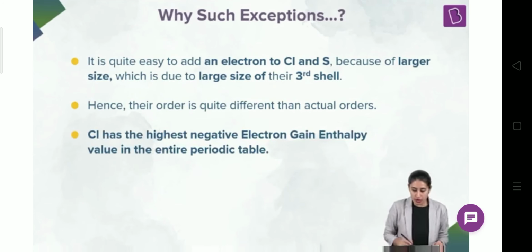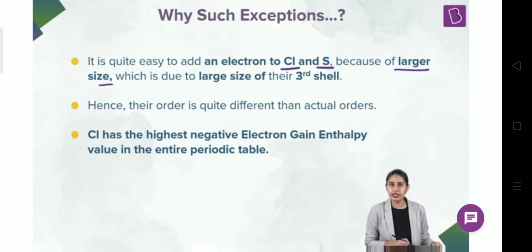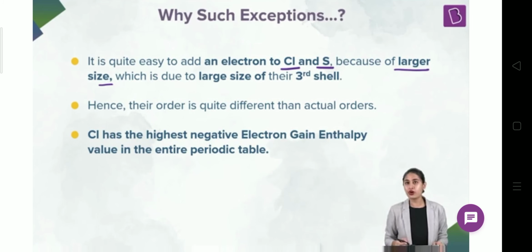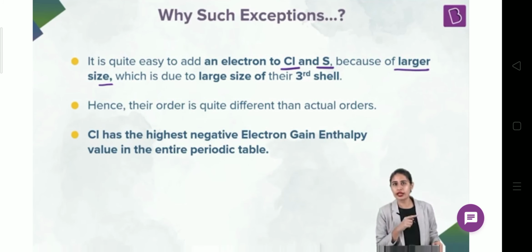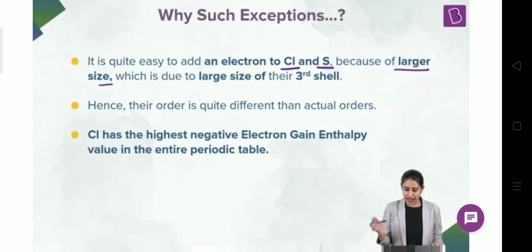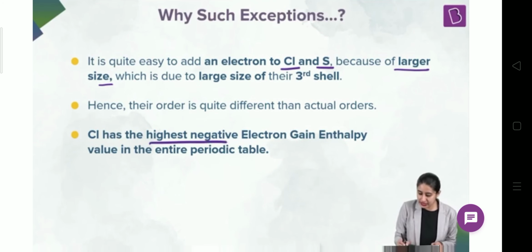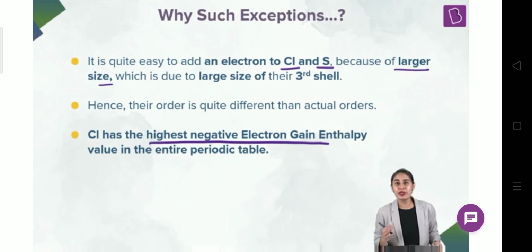So why such exceptions? I'm sure it is quite clear that chlorine and sulfur have larger size. They belong to the third period. Whereas if I talk about the fluorine atom or oxygen atom, they belong to the second period, small size. So their order is quite different from the actual order, and chlorine has the highest negative electron gain enthalpy in the entire periodic table. Cool?